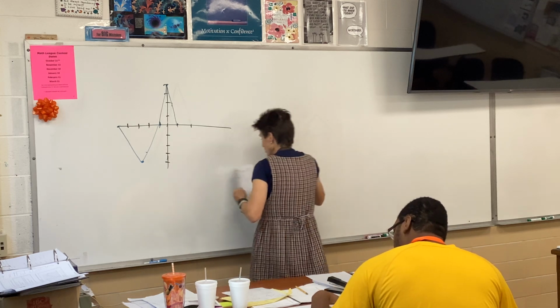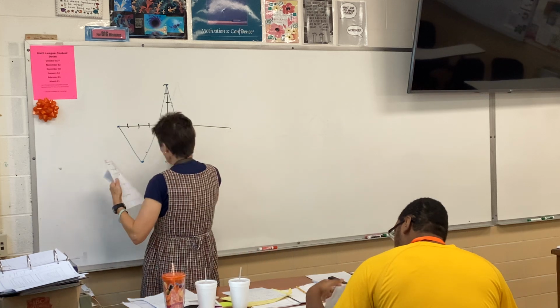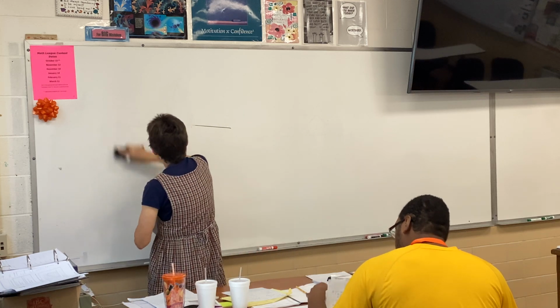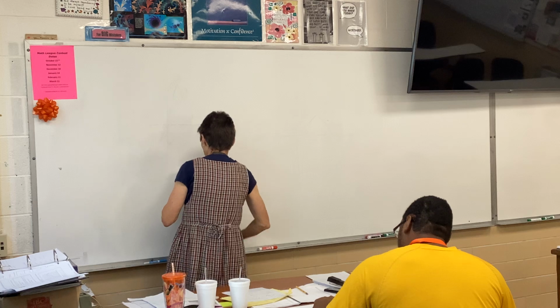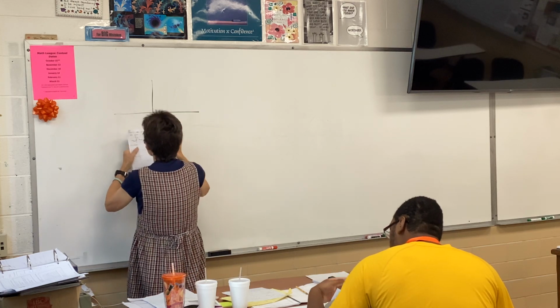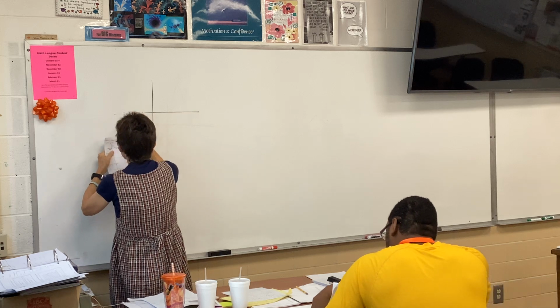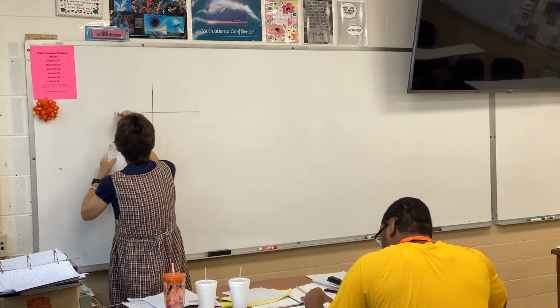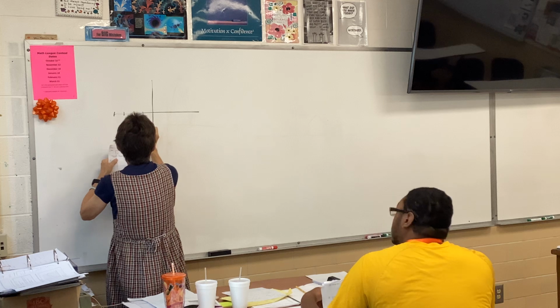Which one would you like to do? Which problem? 1, 2, 3, 4, 5, 6, or 7? 5? All right, 5 it is. I'm going to draw 1, 2, 3, 4. I'm going to draw my original up here.